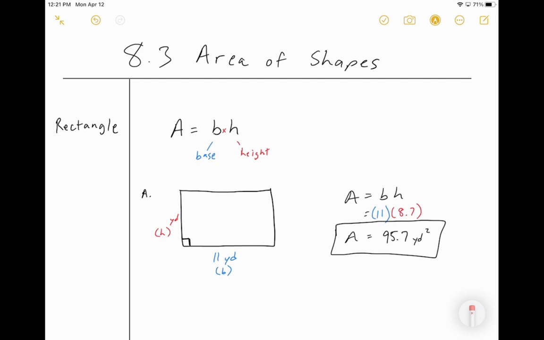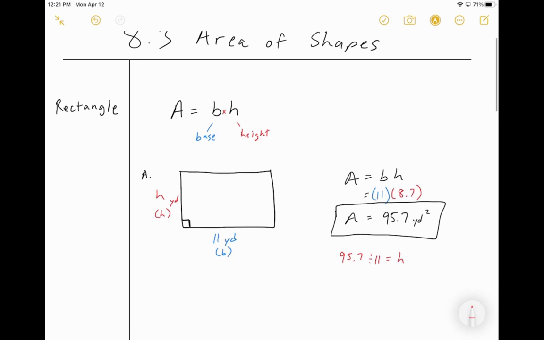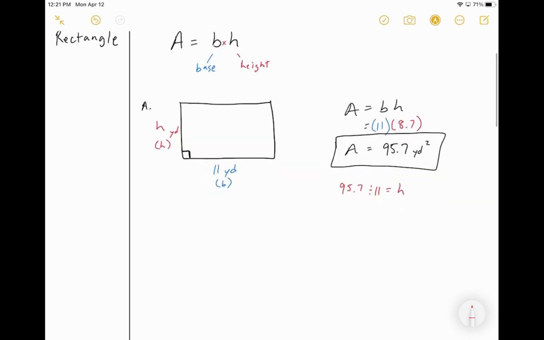If I do 95.7 divided by 11, I'll get that 8.7 that I needed. Hopefully that makes sense. On the Excel, it just has you go backwards sometimes. So again, if I don't know what this is, let's just put H here. I could easily find it by saying, okay, well, 95.7 divided by 11 should give me H, which is 8.7, which would work out. Okay, so sometimes you have to go backwards, sometimes you have to go forward, depending. Okay, let's move on.